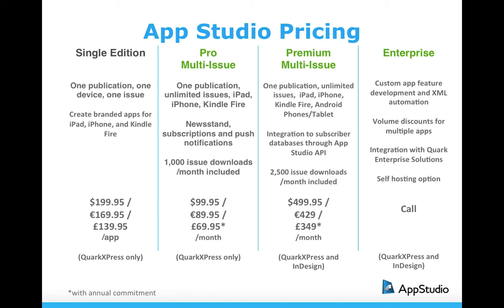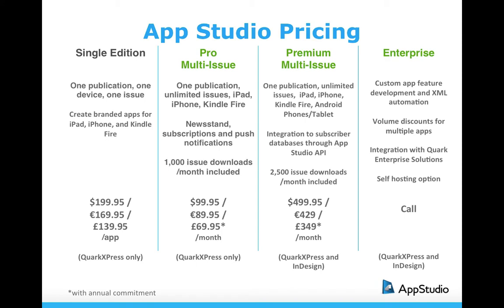You can create an app for iPad, iPhone, Kindle Fire, or all of them if you want to. It's basically a newsstand, or it integrates with Apple's newsstand feature if you want that. Gives you subscriptions and even 1,000 issue downloads per month. And that's the monthly price that you see there. This one is also only available from within QuarkXPress.